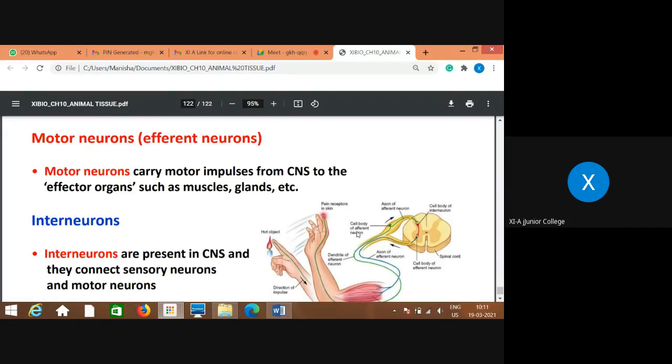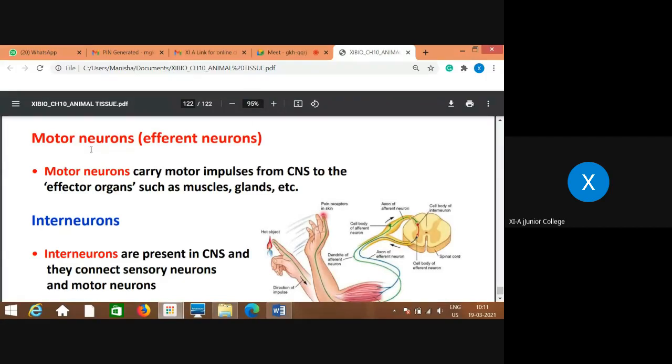So that means motor neurons carry motor impulses from the central nervous system to the effector organ, that means the muscles, glands, etc. What is the effector organ here? That is the skin. The finger is coming in contact with the hot object, and the skin is the sensory organ. Whatever effect is given to that particular part, that is the effector organ. So from the central nervous system immediately that response or impulse is carried to the effector organ. It is moved, so the word is motor. Movement is seen from where? From the central nervous system.